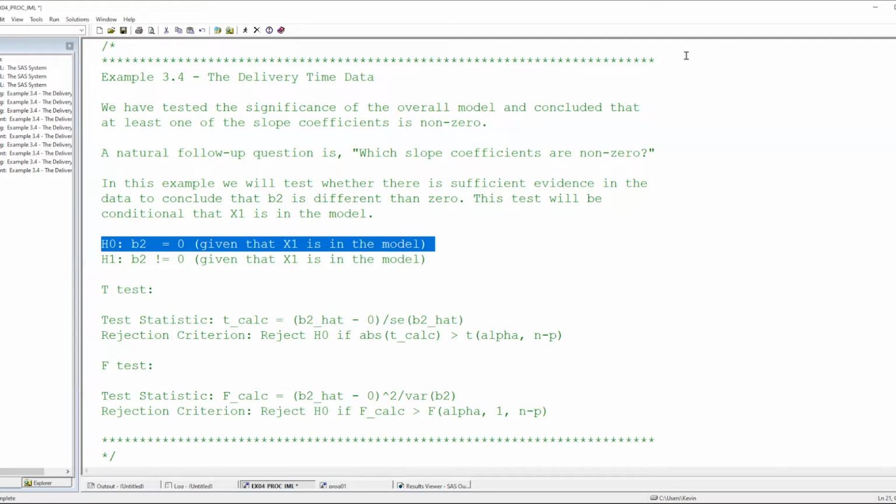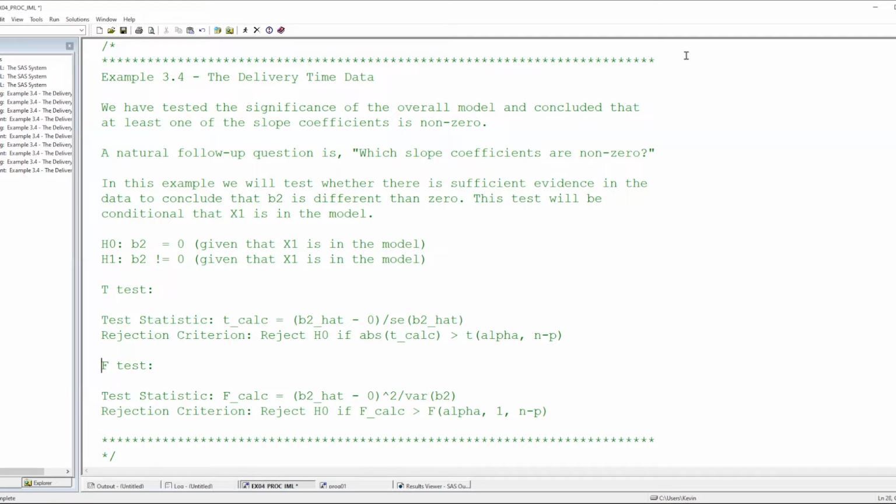Let me also say that in the rejection criterion for the t-test, we are rejecting if the absolute value of t-calc exceeds this upper percentage point because this is a two-tailed test. We could certainly perform a one-tailed test, and if that was the case, then we would not take the absolute value of t-calc.